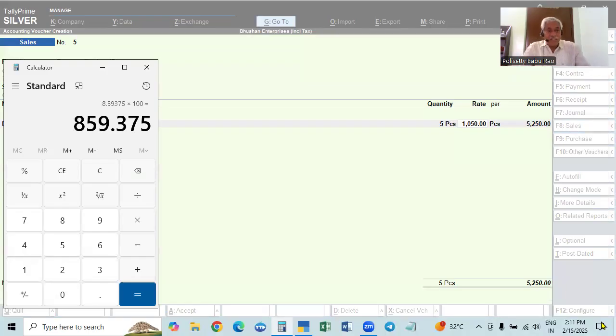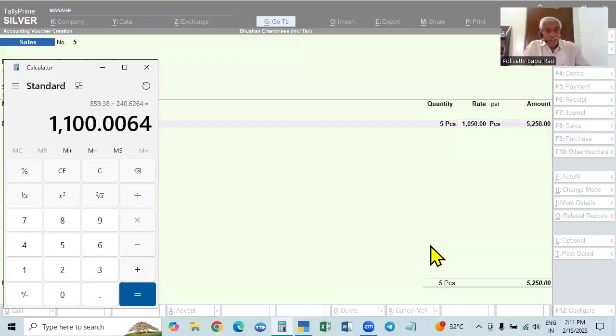See, 859.375, that is 37.5, which means 38. So 859.38 is the taxable value. So 1100 rupees is the rate inclusive of tax, and it is divided: 859.38 paisa is the taxable value. Once we have the taxable value, we calculate tax on it. So here the 28% is calculated on this.